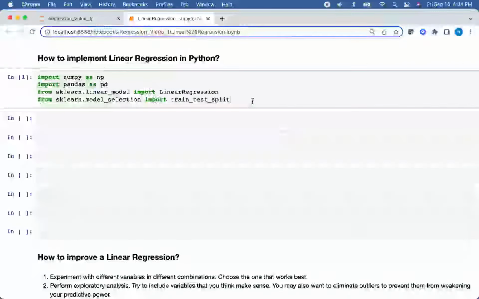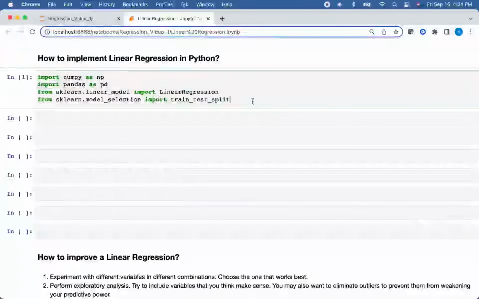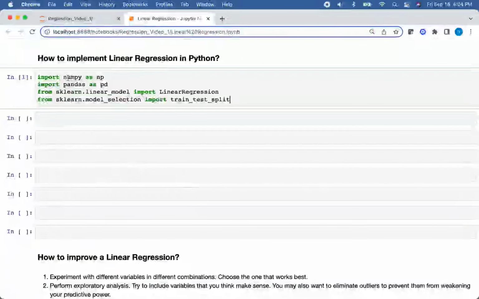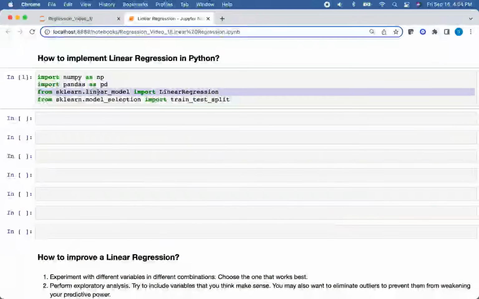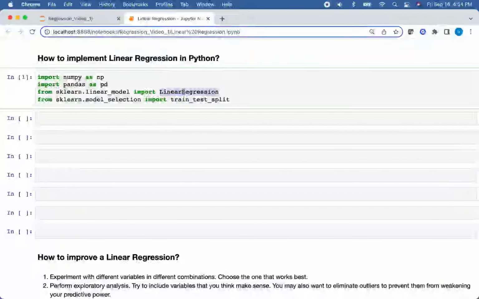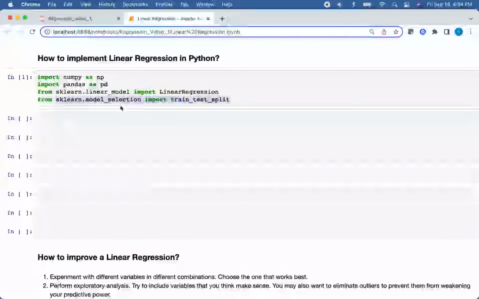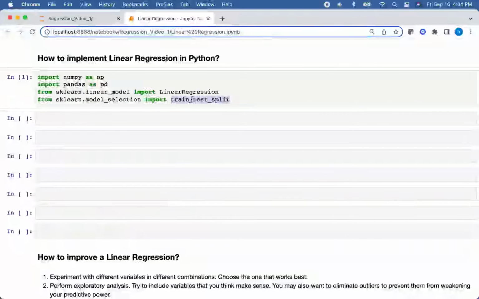Now I'll actually show you how you can implement a linear regression in Python using sklearn. So we'll start with some import statements. You see we import numpy as np, pandas as pd, and then from sklearn linear model we'll import LinearRegression, which is what we'll be using to run our regression. And then from sklearn model selection we'll be importing train_test_split, because you should always do a train test split on your data when you're doing any sort of machine learning.